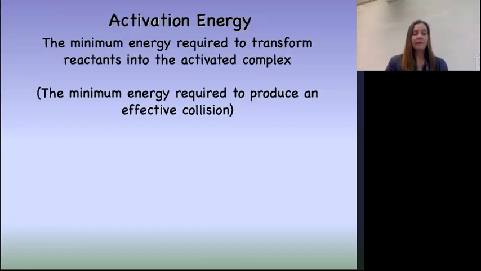So when we talk about activation energy, we're talking about the minimum energy that's required to transform our reactants into what we call the activated complex. So the activated complex is the thing that we have kind of in the middle between the reactants and the products. There is frequently a complex, something that is the molecules all stuck together before it breaks apart into the new products. And so another way to talk about activation energy is this is the minimum energy that's required to produce an effective collision.